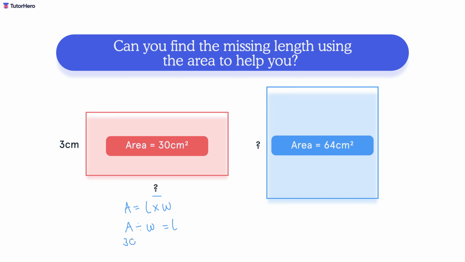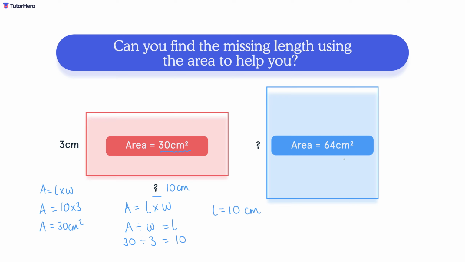So 30 divided by 3 equals 10. So L equals 10 centimetres. We can check this using the formula for area. A equals L times W. A equals 10 times 3. A equals 30 centimetres squared. This is correct, so we know that the missing length is 10 centimetres.